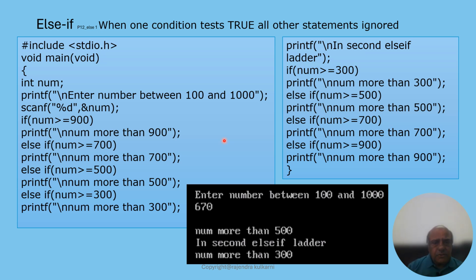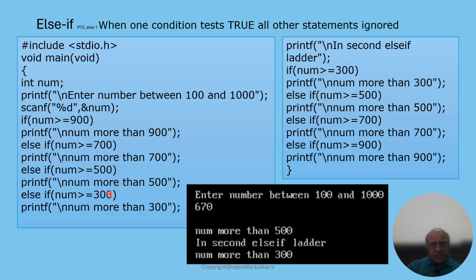If I enter 670 as the number, this will be tested here. If num greater than or equal to 900, no, it is not. So this if will be ignored. Else if num greater than 700, no, 670 is less than 700. So this will also be ignored. And this else if num greater than or equal to 500 will be true, and our output will be num more than 500.